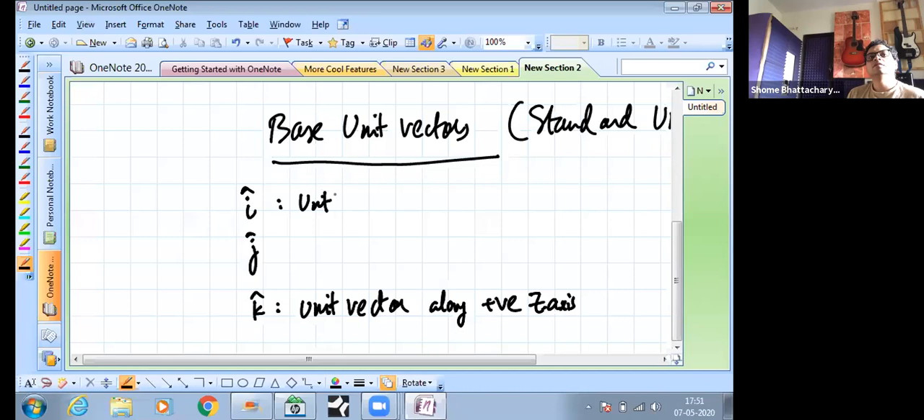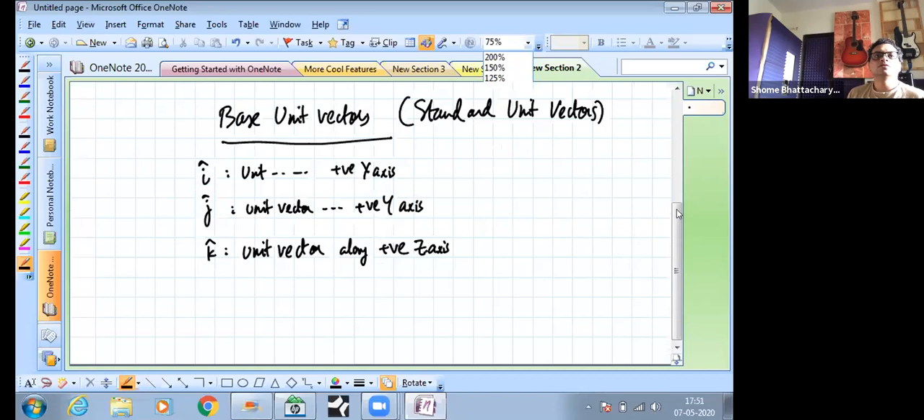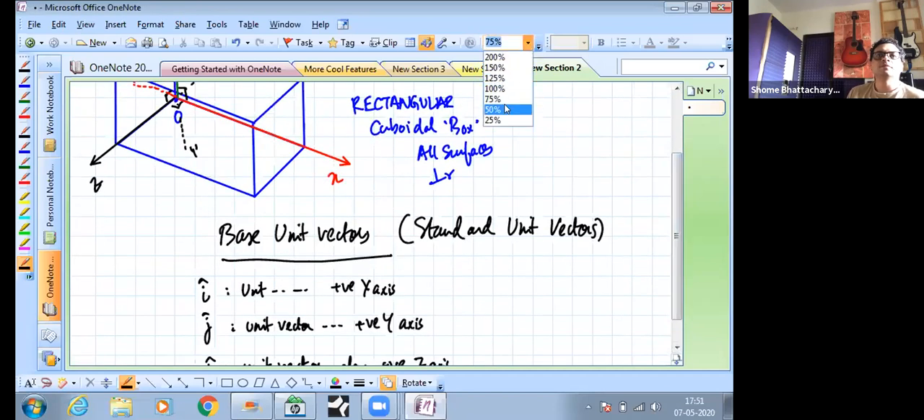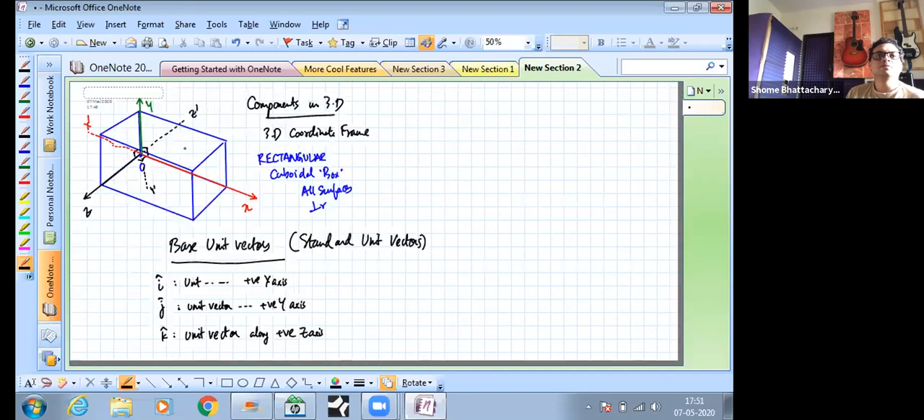Because i cap was the unit vector along the positive x-axis, and j cap was the unit vector along the positive y-axis. So in addition to i cap and j cap, now we have the third one, which is k cap. So that's the context with respect to this diagram. In this diagram, for example, j cap will be pointing like this along the y-axis, i cap will be pointing like this along the x-axis, and k cap will be pointing like this along the positive z-axis.